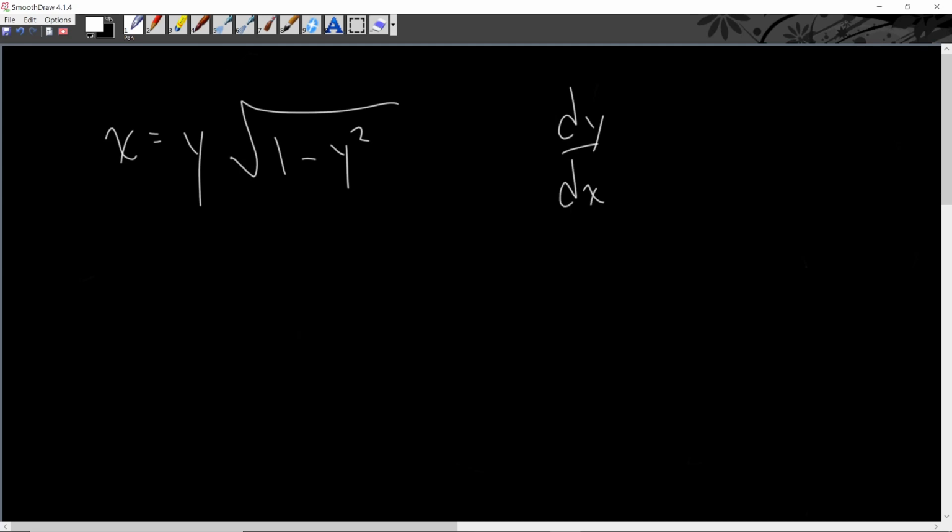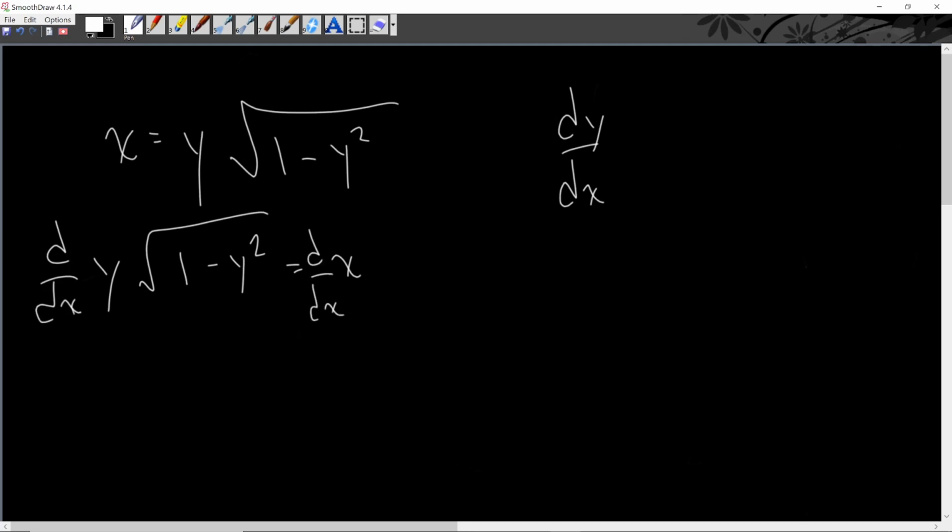So they already did this nicely. They separated the y's for us, but we're going to put it on the left-hand side. y times the square root of 1 minus y squared is equal to x, d dx of both sides. So again, this is going to be product rule and chain rule. Inside function, 1 minus y squared. Outside function, square root. Square roots are outside, 1 minus y squareds are inside.